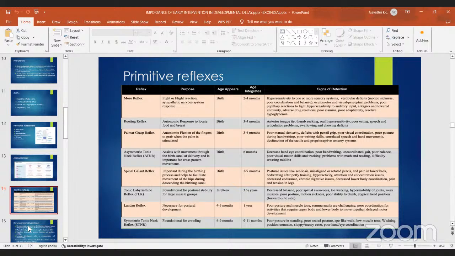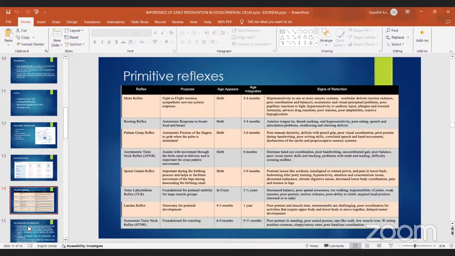If the baby still has it, the baby will have postural issues like scoliosis and a misaligned or rotated pelvis, or pain in the lower back, and bedwetting after potty training, hyperactivity, and attention and concentration issues. There will be decreased lower body coordination, and pain and tension in the legs. The baby will also have problems in walking, which we can see.